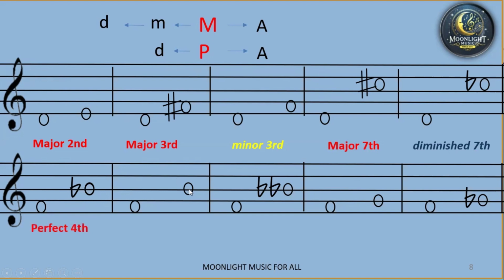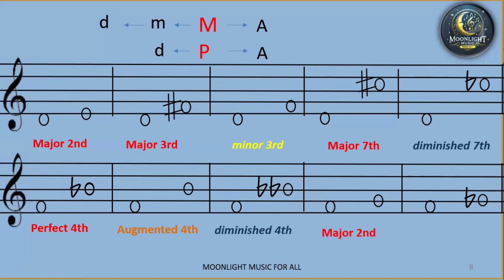Then F to B. F to B flat is a perfect fourth. Flat to natural means you move one step higher, so it gives you an augmented fourth. Easy. F to B flat is here. F to B double flat goes to diminished fourth. Right. Then F to G, major second.